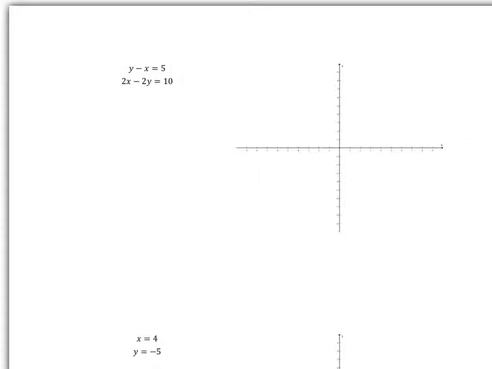Welcome to part 2 of graphing systems of linear equations in two variables. We're going to go ahead and just do these next two to get an idea what's going on. And once again, we're looking for the intersection point of these two lines. So we're going to go ahead and graph the first one. I guess we'll do this one in black.